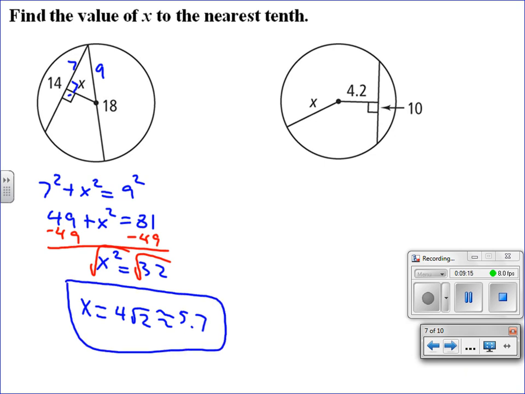Okay? The other side, they want us to find x, and they give us certain information. It looks like they're telling us that 10 is that entire line. Would you agree with that?